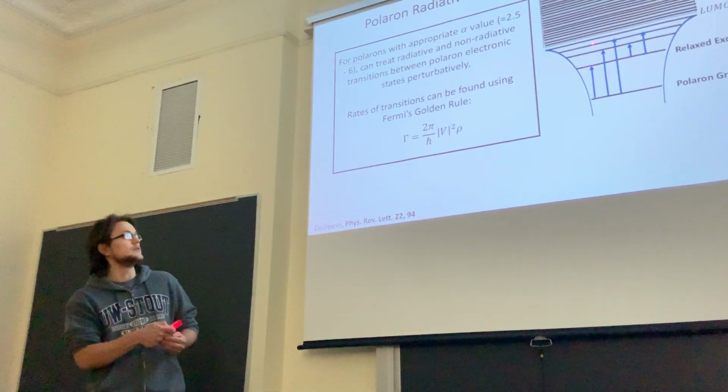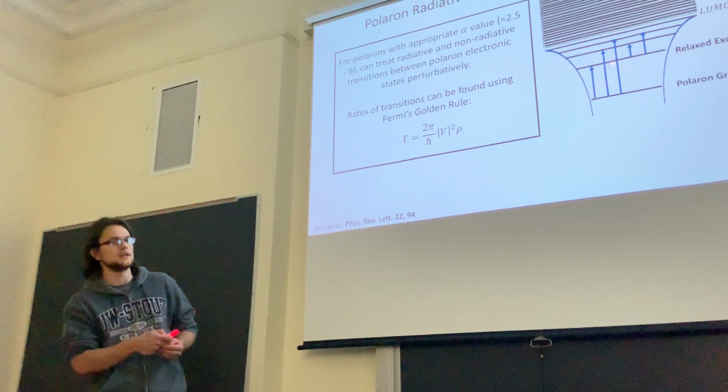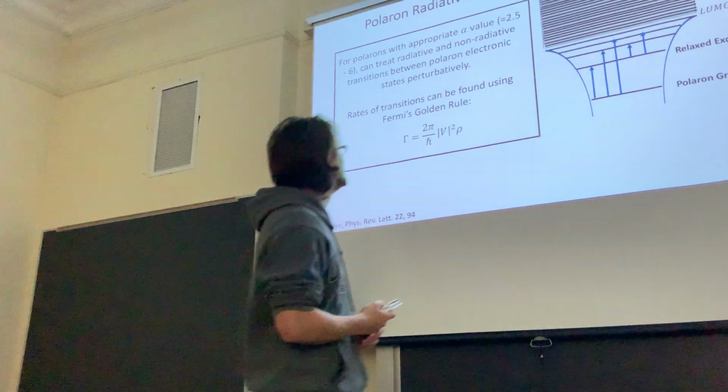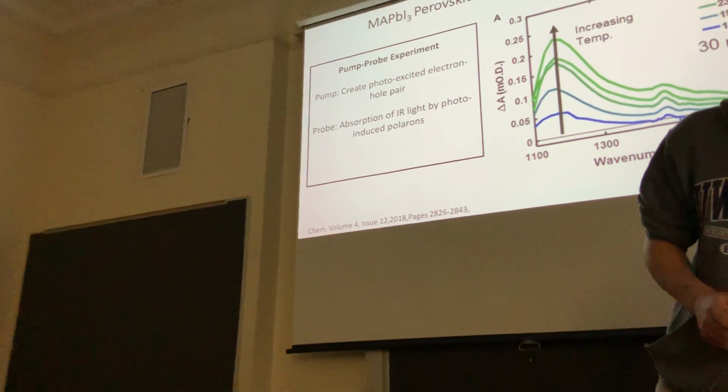But you can also have non-radiative transitions. So if you had photoexcited, they would cascade down too. And so this is essentially what we're going to be trying to model with our atomistic models.